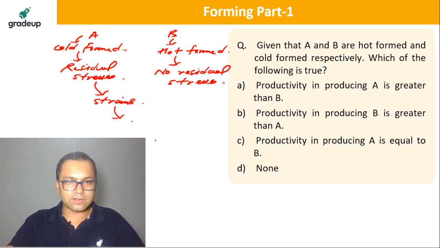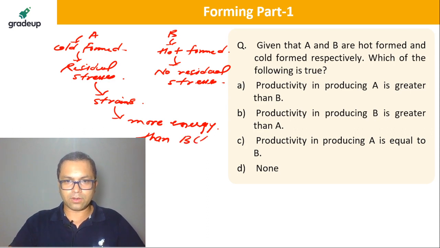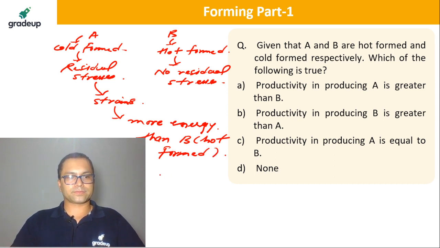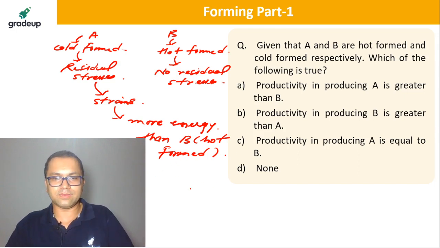So strains will lead to more energy than B or hot formed, because they don't have any stresses, right? Is it good? So Mahesh, let me come back to you. Residual stresses means that, okay, fine.